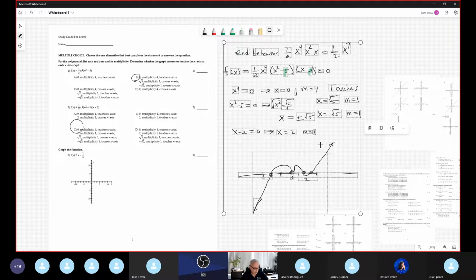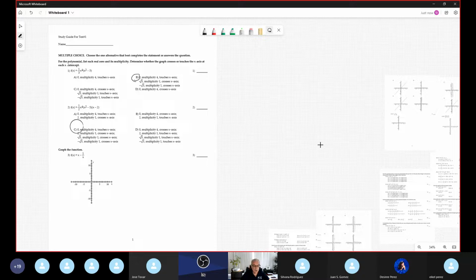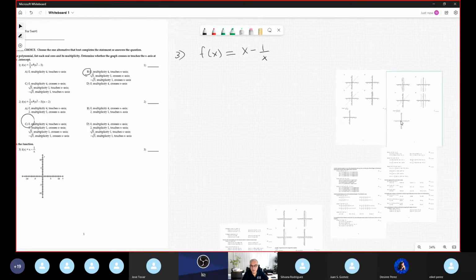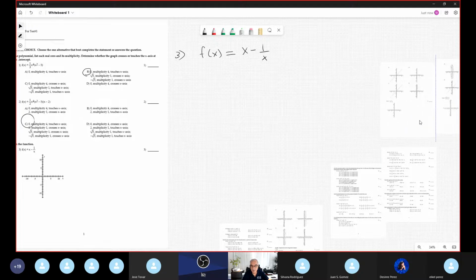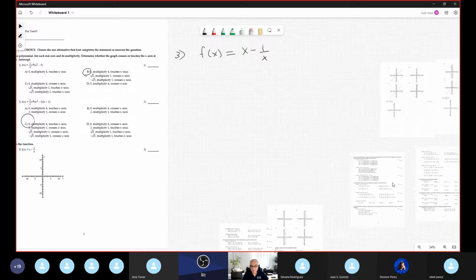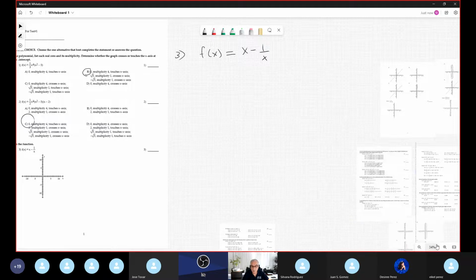Okay, I delete. My number 3 question says f of x is equal x minus 1 over x. Wow, I don't understand anything. It's not good for me. What is that? Not clear. No problem. I try. Look.